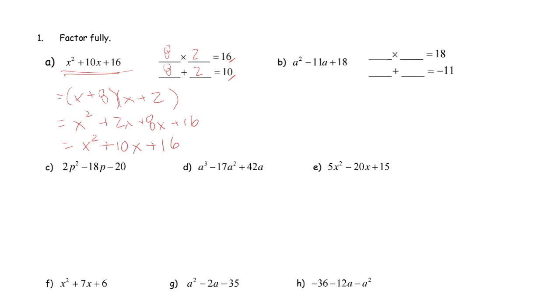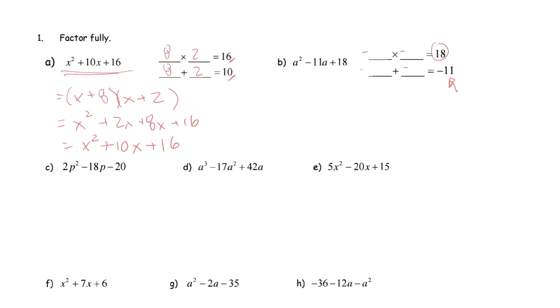Now, look at the next one: a squared minus 11a plus 18. So my product is 18 and my sum is negative 11. The presence of that negative suggests to me that something's going to be negative in here. And in fact, because the product is positive, it probably means that both of these numbers are going to be negative.